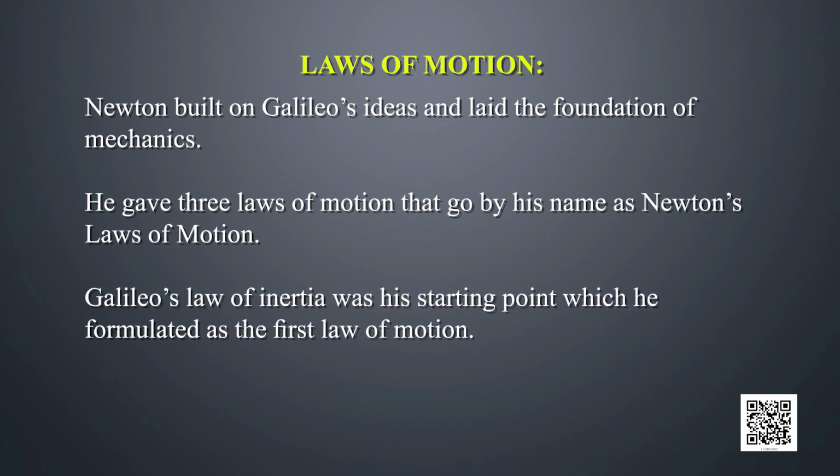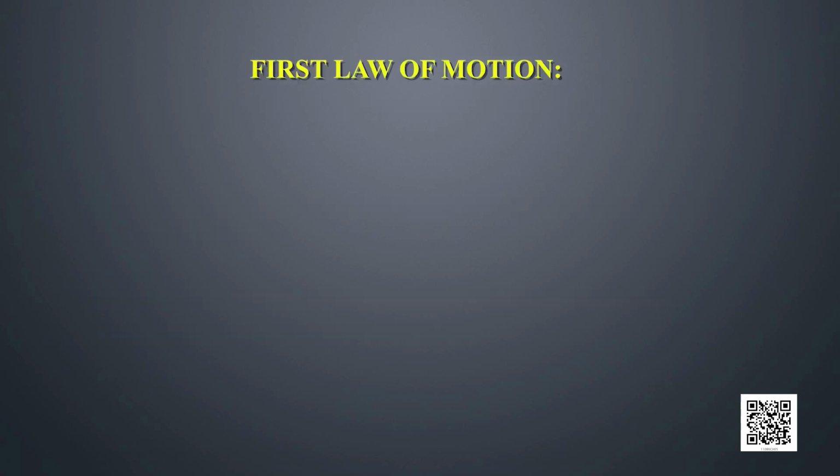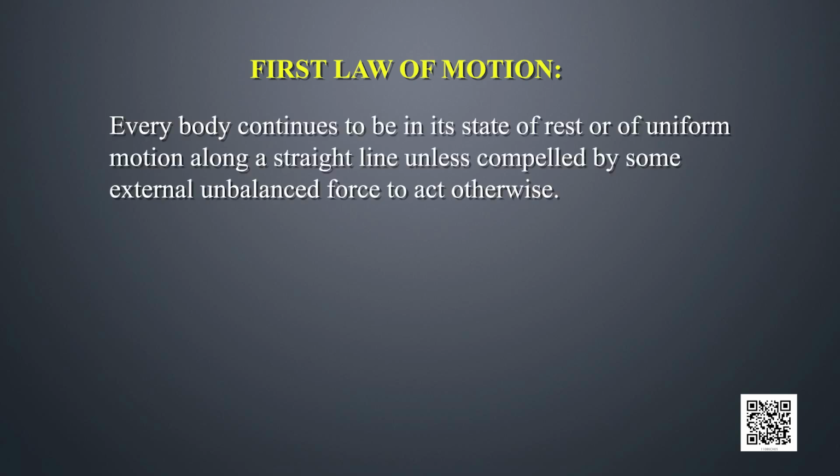Galileo's law of inertia was his starting point, which he formulated as the first law of motion. The first law of motion, as stated by Newton, is: every object continues to be in its state of rest or of uniform motion along a straight path unless compelled by some external unbalanced force to act otherwise. This law is known as the law of inertia.